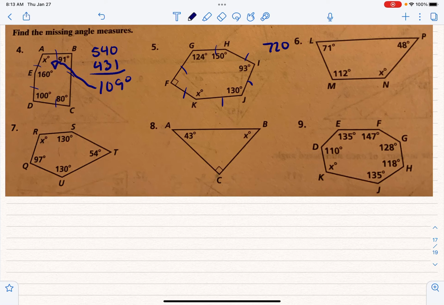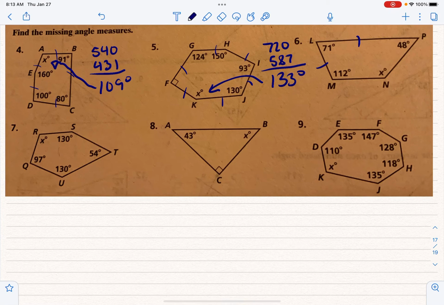Plus 124 gives me 587, I believe. I was doing that. I think it's 587, which would leave me with an angle of 133 degrees. That's what I'm saying x is. If I made a small mistake on that one, I'm sorry.